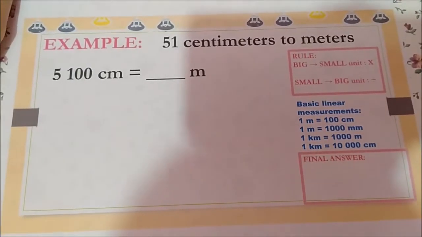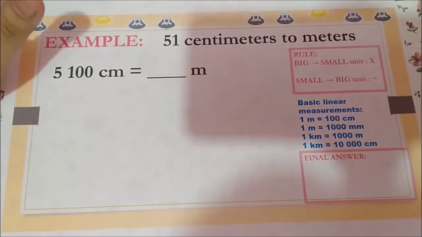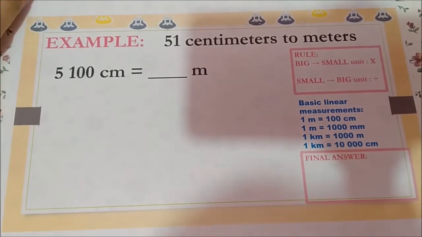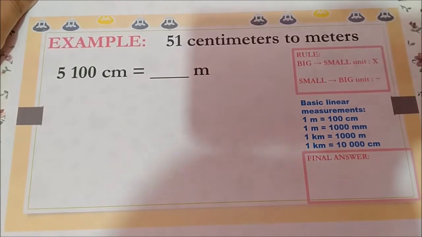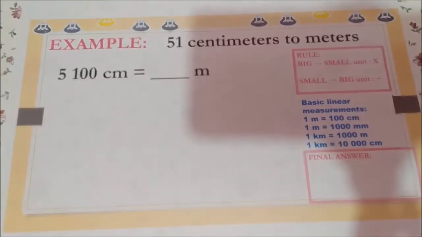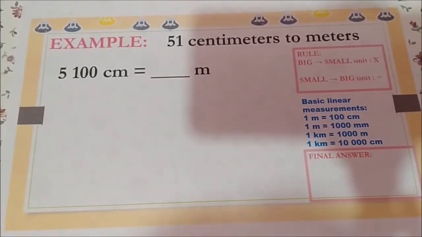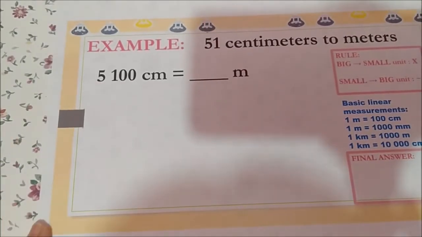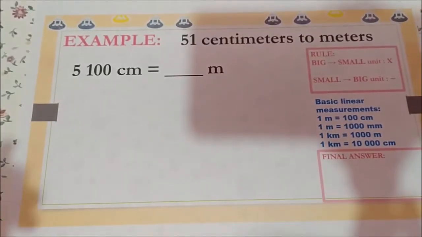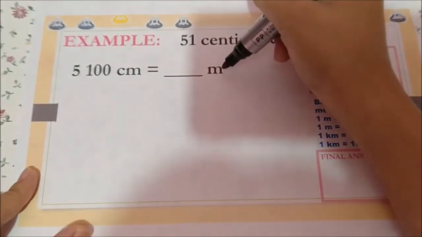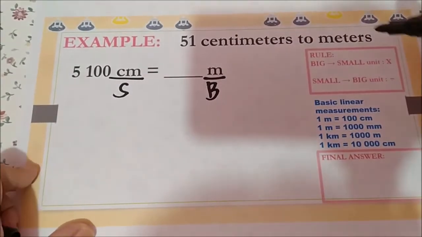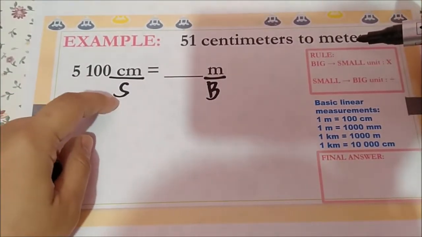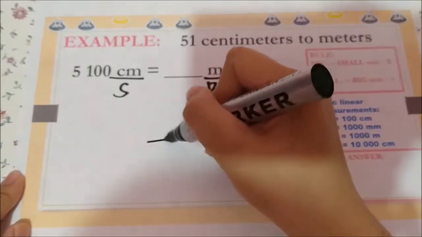Whenever we convert units, the basic rule is that if it's a bigger unit going to a smaller unit, we multiply. If it's a small unit going to a bigger unit, we need to divide. First step would be to identify which is the bigger unit. Between centimeter and meter, centimeter is smaller, and meter is bigger. According to the rule, small to big, therefore we're going to divide.